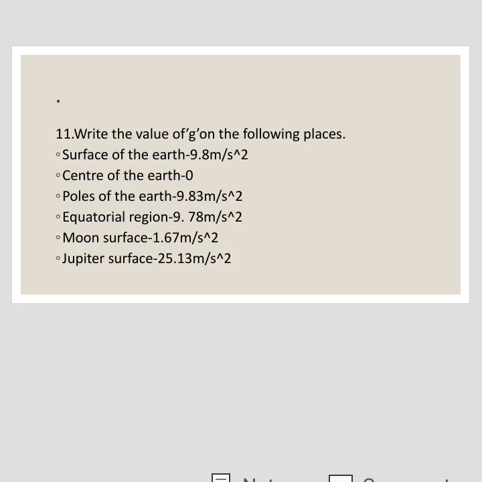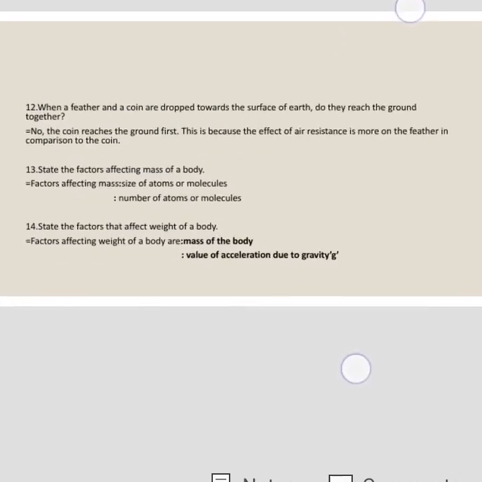Moon surface 1.67 meter per second square. Jupiter surface 25.13 meter per second square. Here I have also included Moon and Jupiter in addition to the Earth, because both of them can also be very, very important for the numerical problems, or they can be asked in some exams.